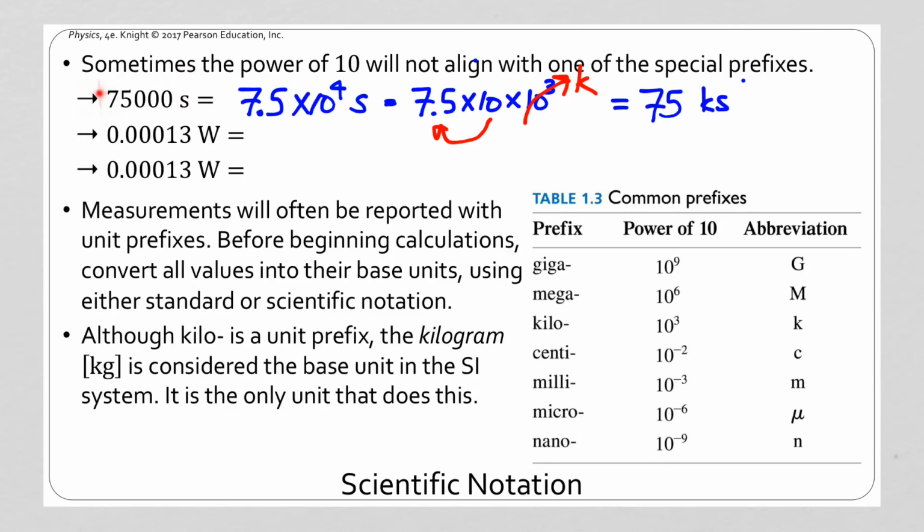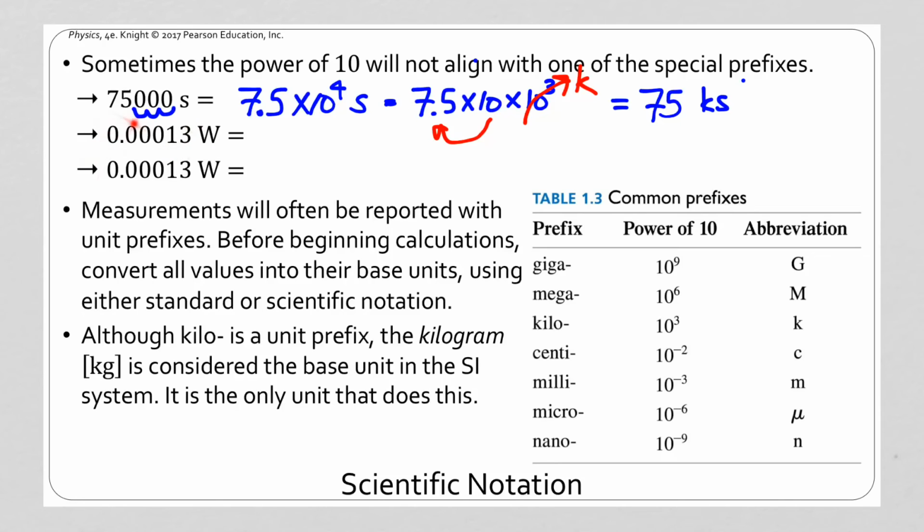I can also just look directly at the number. I know that I'm moving my decimal to the left, so I'm going to be multiplying by 10. I can move it 3 places to the left to get me to kilo, and I can see that I'd have 75 in that case, 75 kiloseconds.